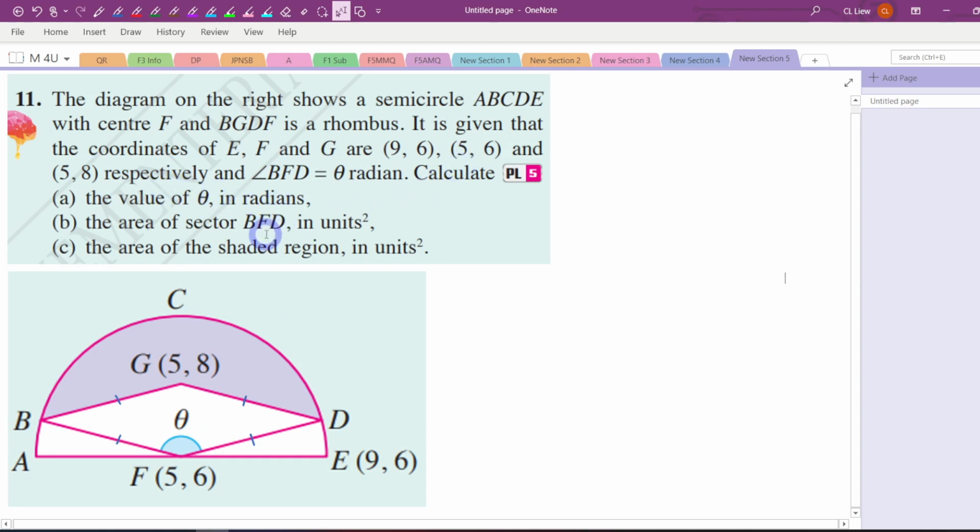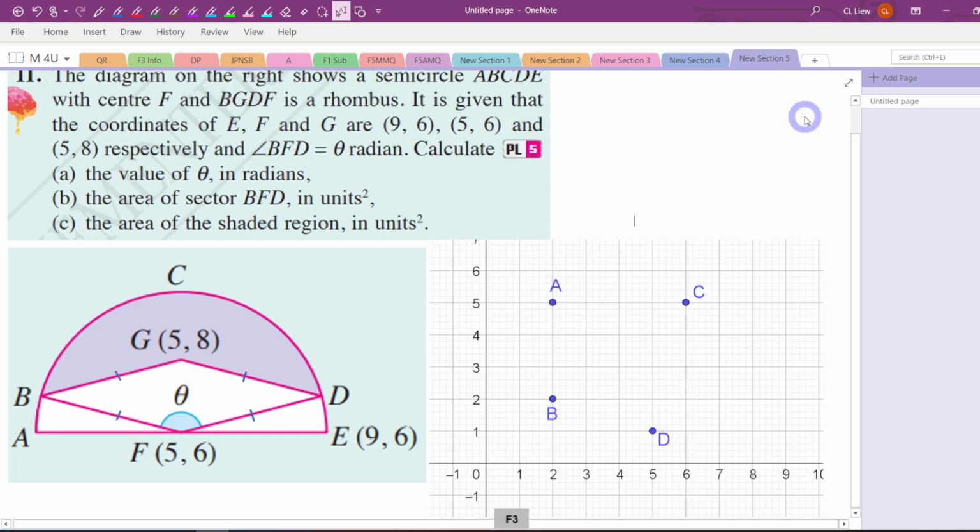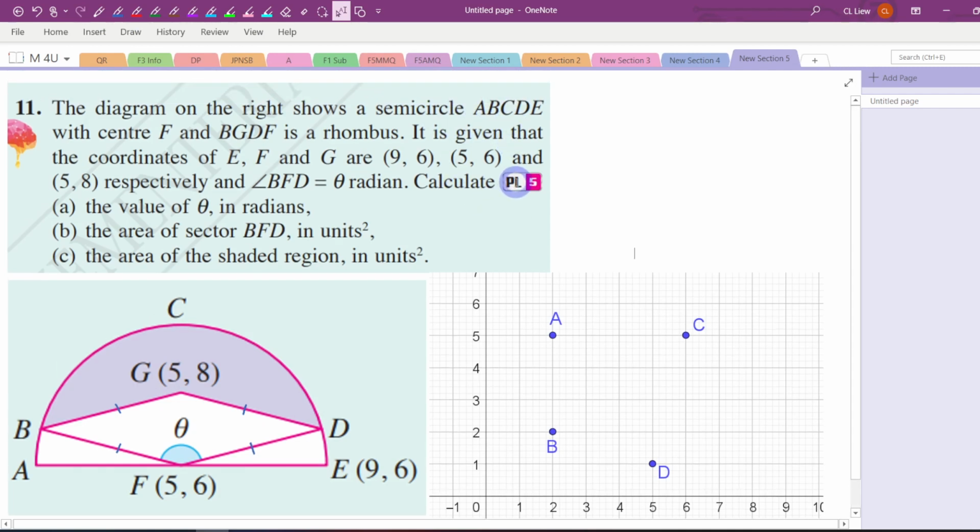Okay, before we start solving this question, let's do a quick revision first. When we are given the coordinates of two points, how do we find the distance between them? I think you still remember, right? The formula we use is the square root of (x2 minus x1) squared plus (y2 minus y1) squared, like this.